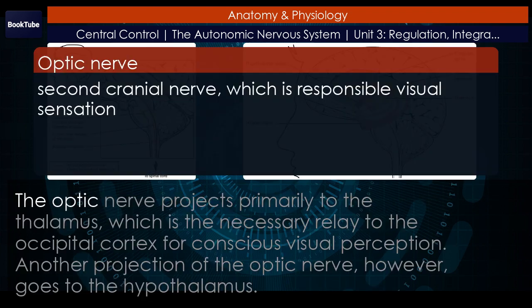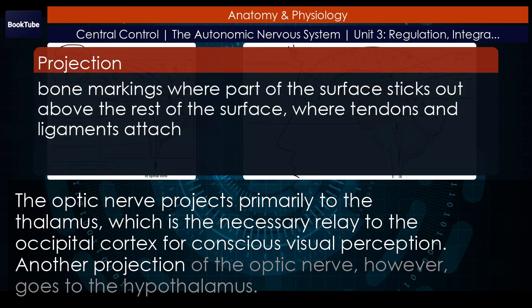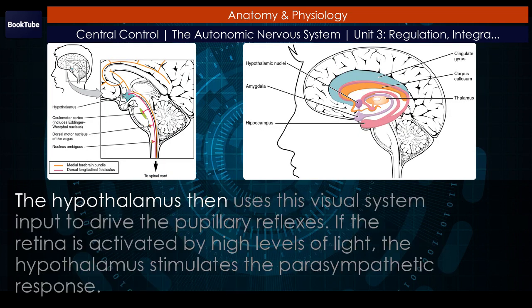The optic nerve projects primarily to the thalamus, which is the necessary relay to the occipital cortex for conscious visual perception. Another projection of the optic nerve, however, goes to the hypothalamus. The hypothalamus then uses this visual system input to drive the pupillary reflexes.